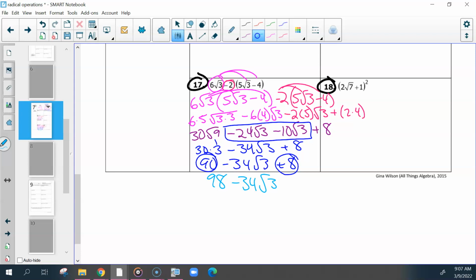With these distributing problems, I would definitely recommend that you check it in your calculator to make sure that all of your numbers are right or that your decimals match. Before we do this last one, what questions do we have on this one?